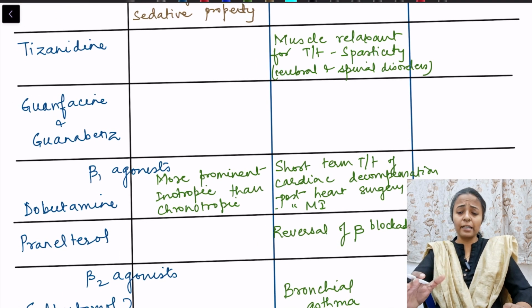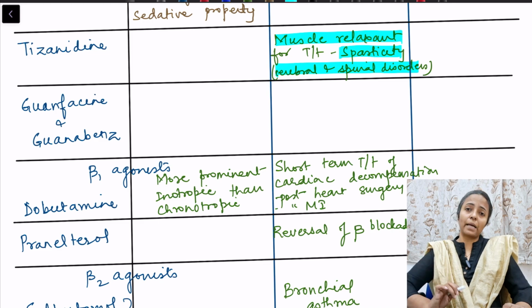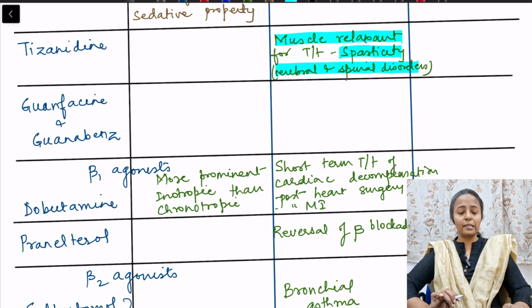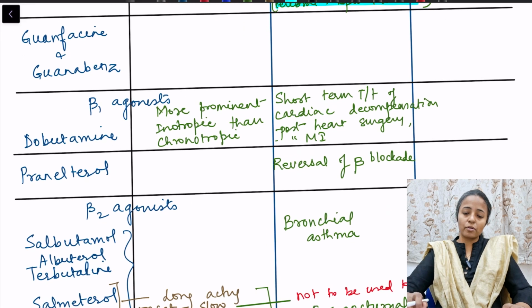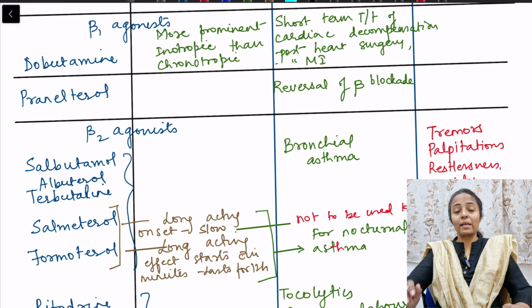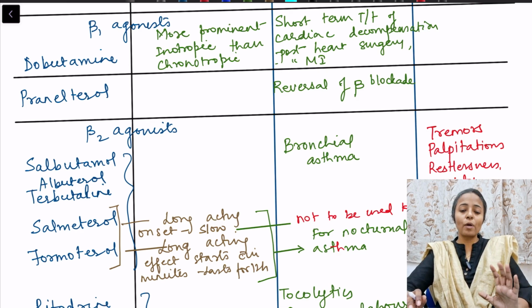Next is tizanidine, which is a muscle relaxant for treatment of spasticity in cerebral and spinal disorders. Okay, tizanidine for muscle spasticity. Then guanfacine and guanabenz, I told you they are not used. Okay. Then we have beta 1 agonists. Beta 1 receptors are present in the heart and JG cells. So here beta 1 agonists are mainly used for their effect on the heart.